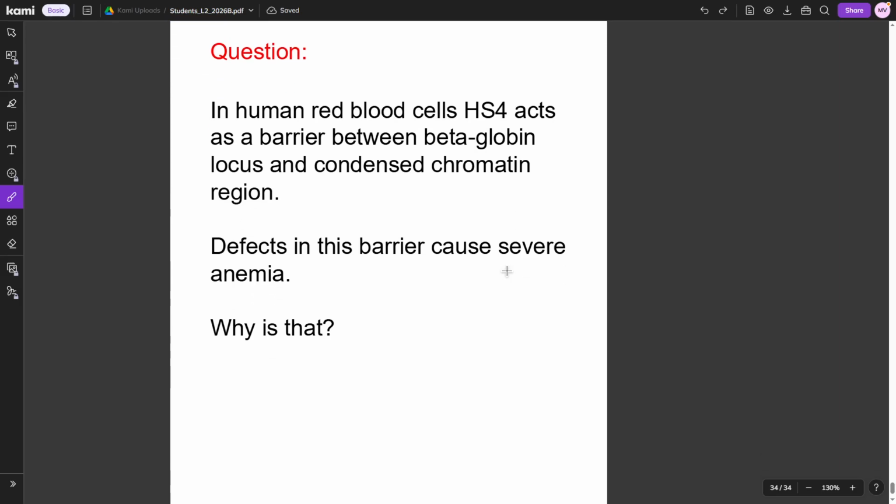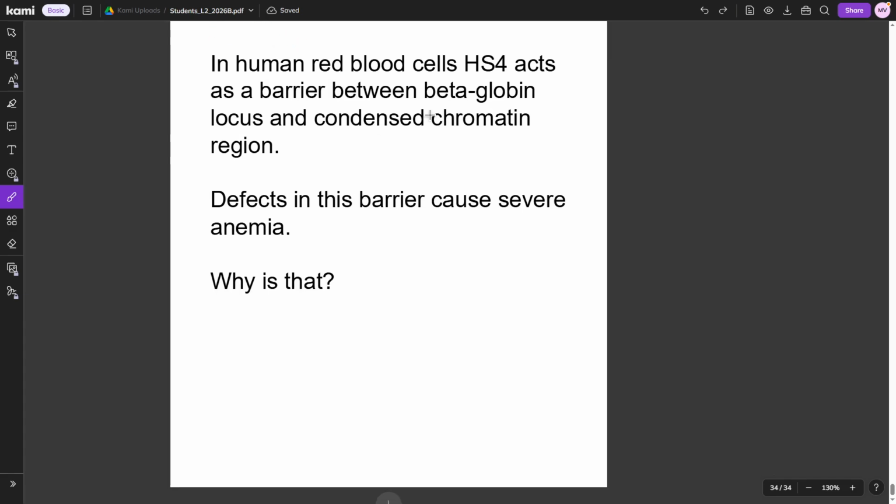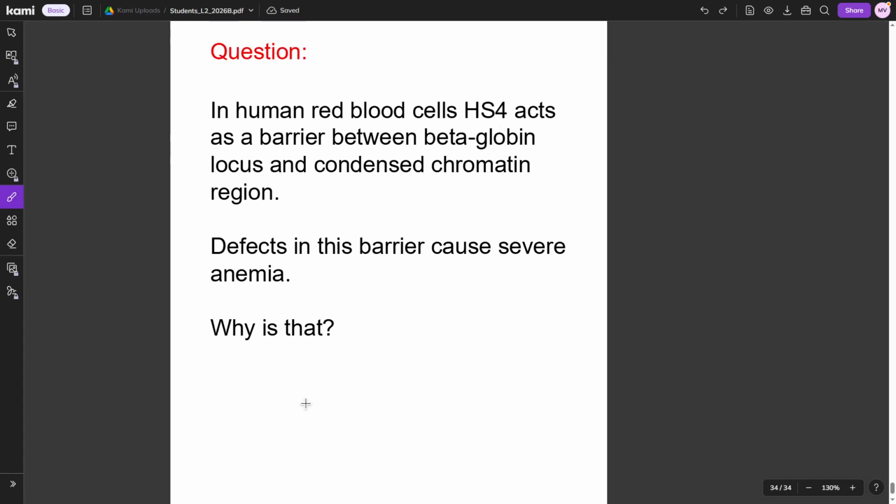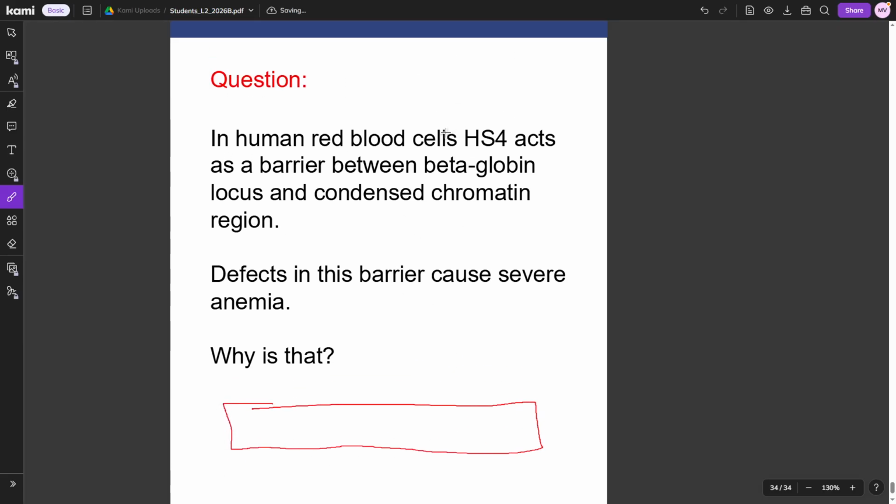Okay, so yeah, we can think about this question here. So in a human red blood cell, HS4 acts as a barrier between beta globin. Okay, so let's just draw this out. This is the last slide, I think, right? Yeah, so HS4 acts as a barrier between beta globin. So I'll just say HS4, and I'll say beta globin locus and condensed chromatin. So this is going to be condensed, right? So I'm just going to call it C, or con, right? So defects in the barrier cause severe anemia.